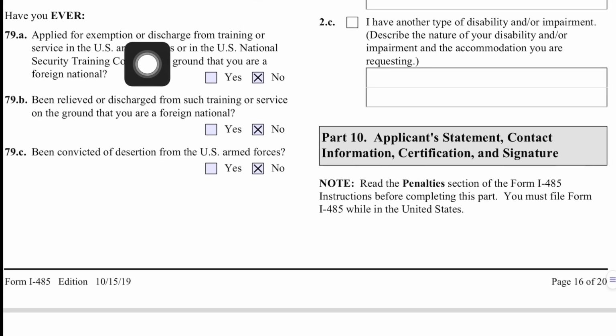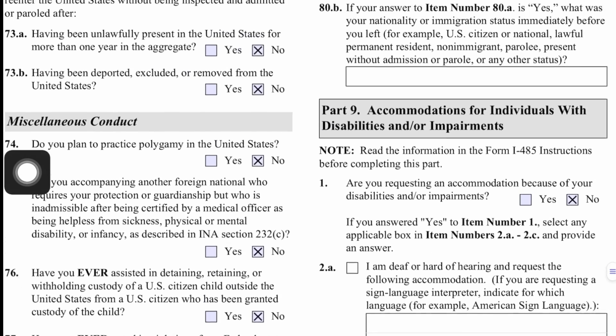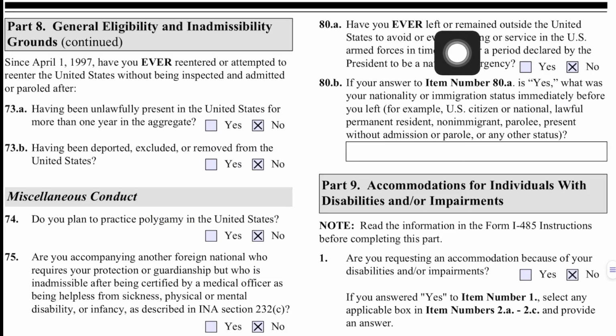79A, applied for exemption or discharge from training or service in the United States Armed Forces or U.S. National Security Training Corps on the ground that you are a foreign national? No. 79B, been relieved or discharged from such training or services on the ground that you are a foreign national? No. Been convicted or deserted from the U.S. Armed Forces? No.